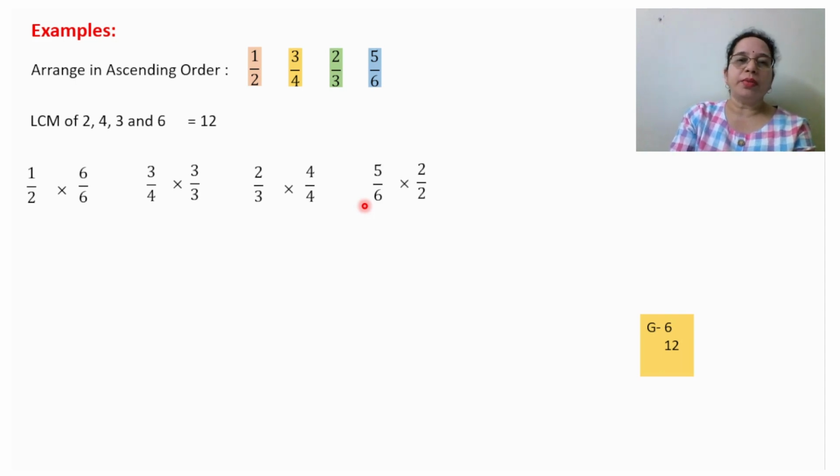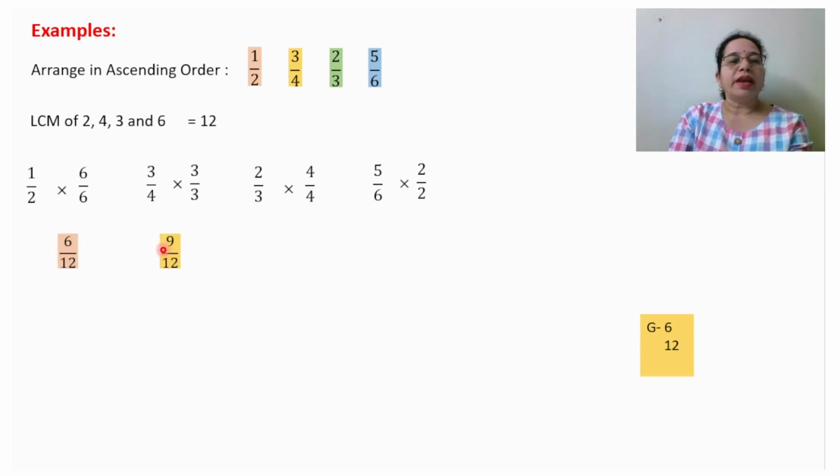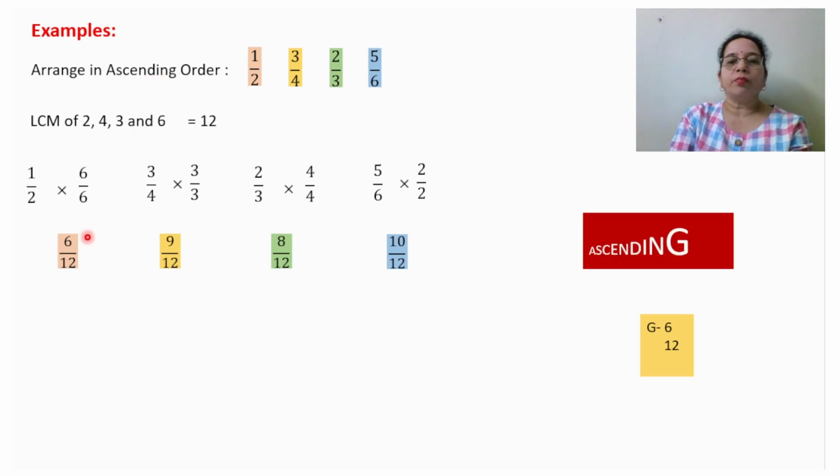Now we will multiply numerator with numerator and denominator with denominator. So 6 by 12, 9 by 12. This will become 8 by 12 and this will become 10 by 12. Now all are in the like fraction. So we will compare the numerators to arrange in ascending order. So the first one is 6 by 12.